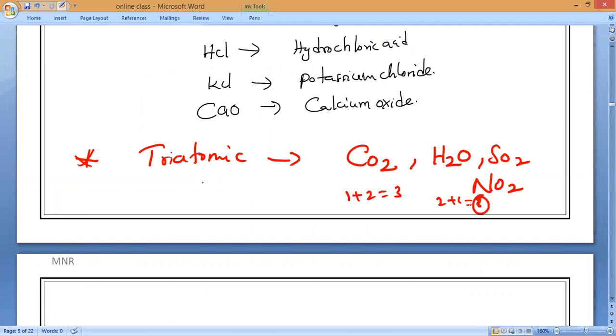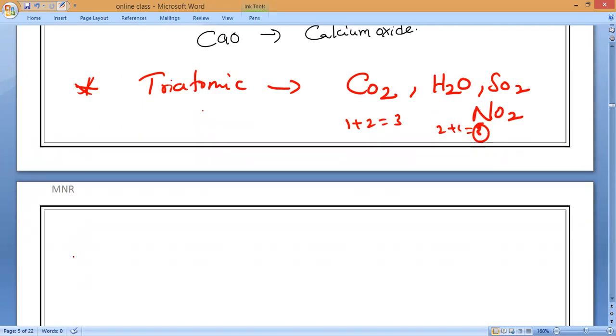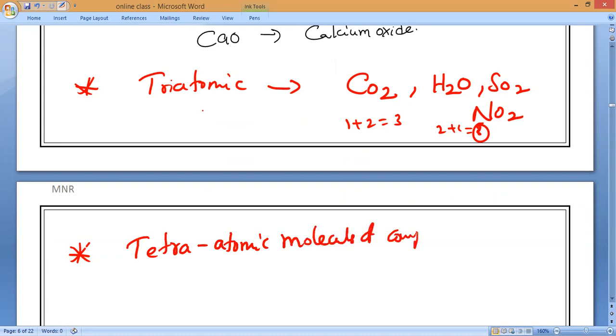Okay, next. Tetraatomic molecule. Give examples of tetraatomic molecules of compounds. Four should come. Any one of you? Nitrate. Sir, calcium carbonate. Nitrate. Yes.